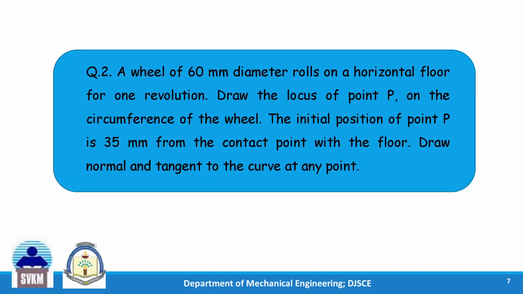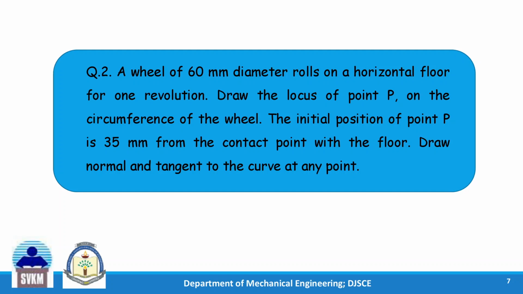Now let us take one more sum of cycloid. A wheel of 60 mm diameter rolls on a horizontal floor for one revolution. Draw the locus of point P on the circumference of the wheel. The initial position of point P is 35 mm from the contact point with the floor. Draw normal and tangent to the curve at any point.